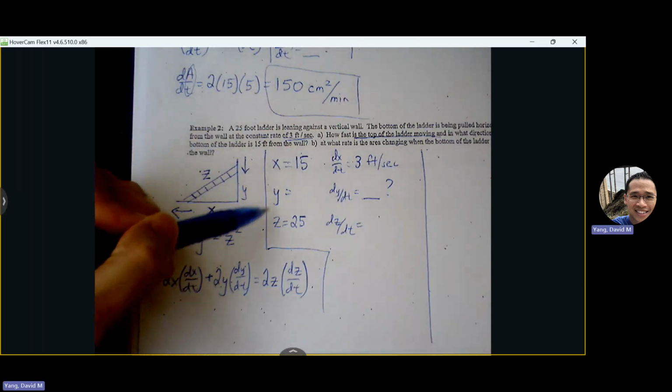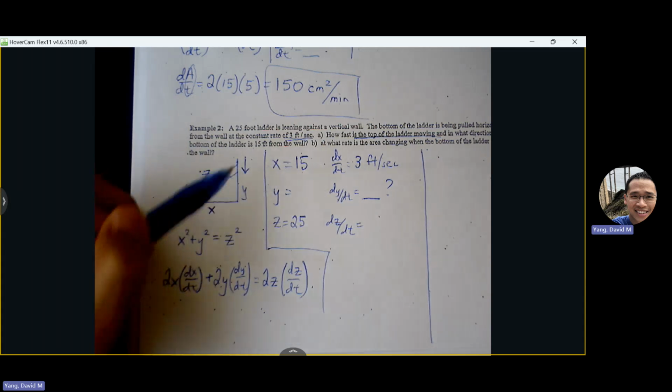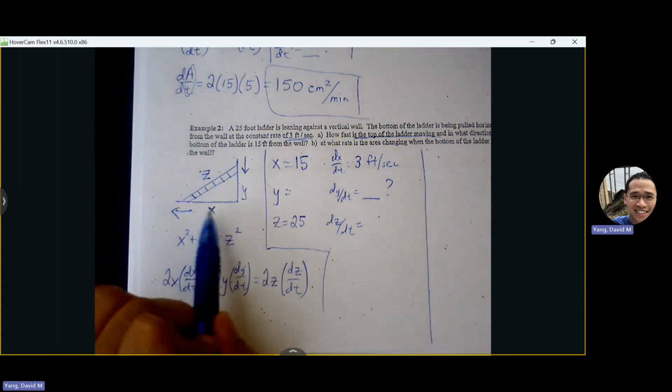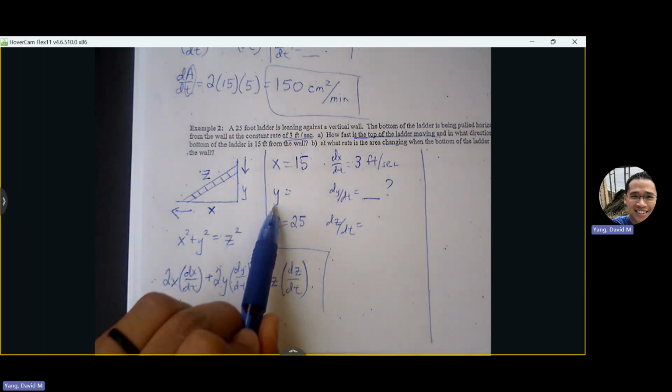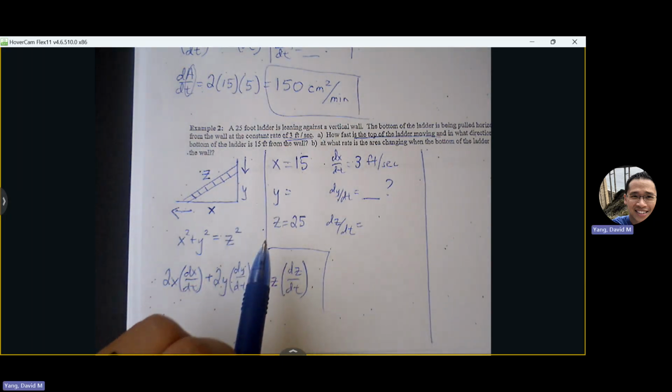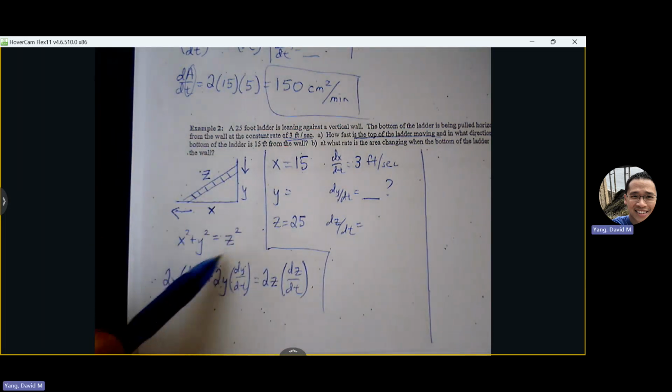I have x, y, and z. These are all side lengths of a right triangle. I have x and z, but I'm missing a y value. What do you think we can do to figure out the y, the length at this moment in time? Use what? Yeah, Pythagorean theorem, right? A squared plus b squared equals c squared. Plug all this in and solve for y.